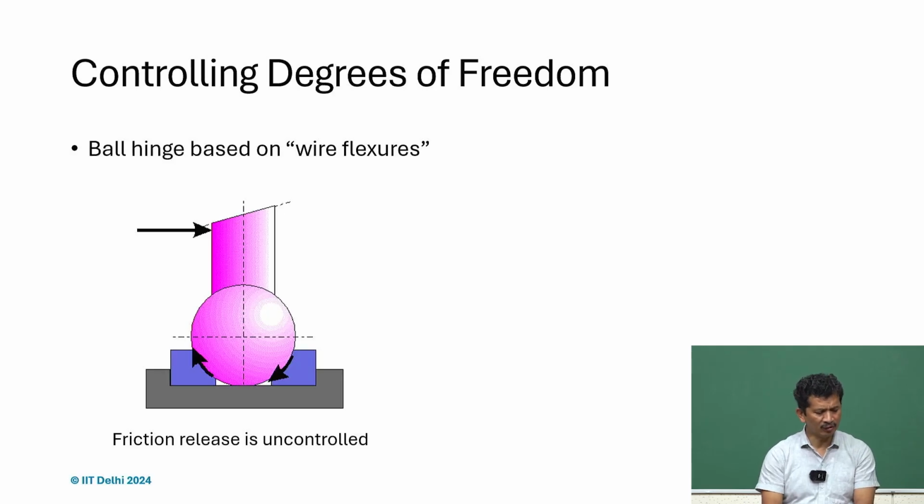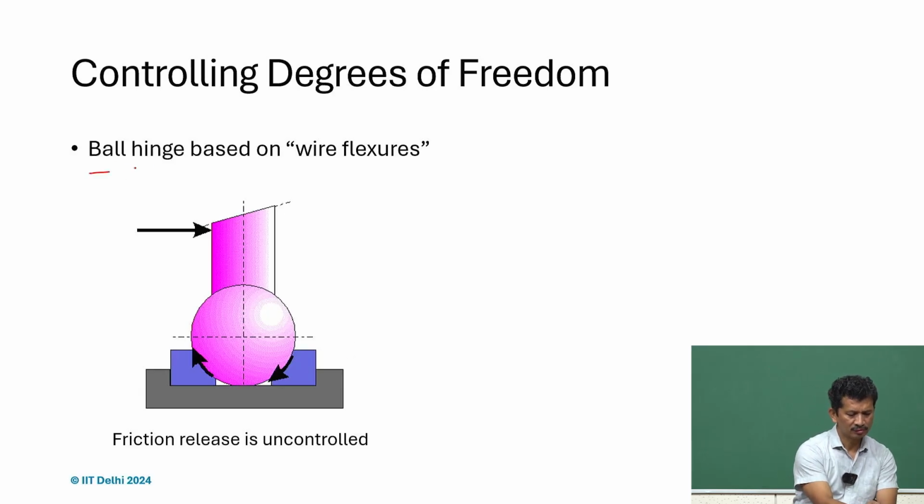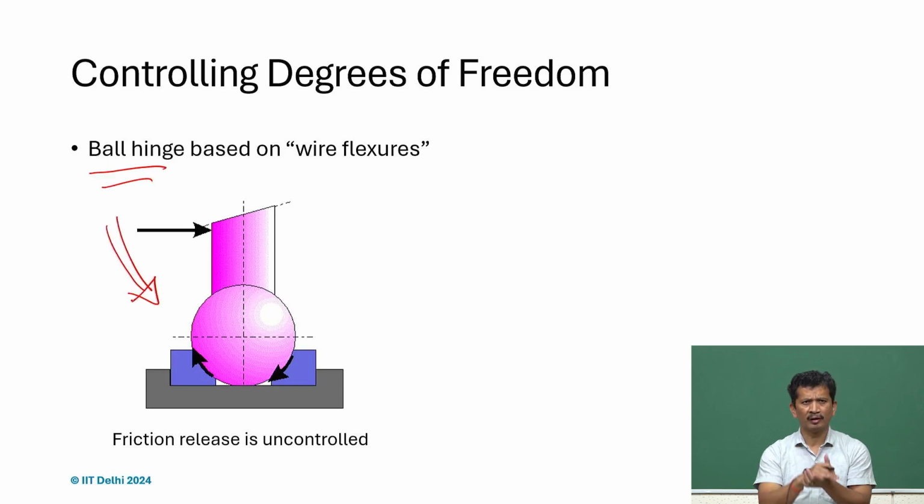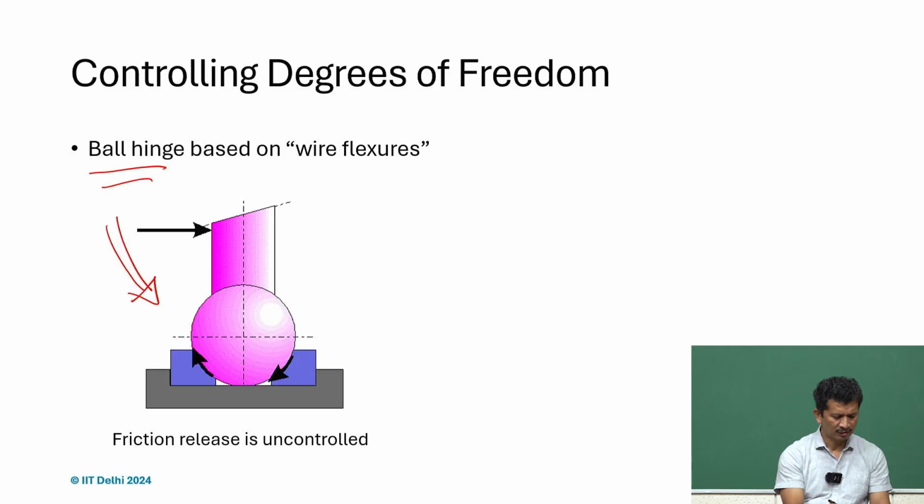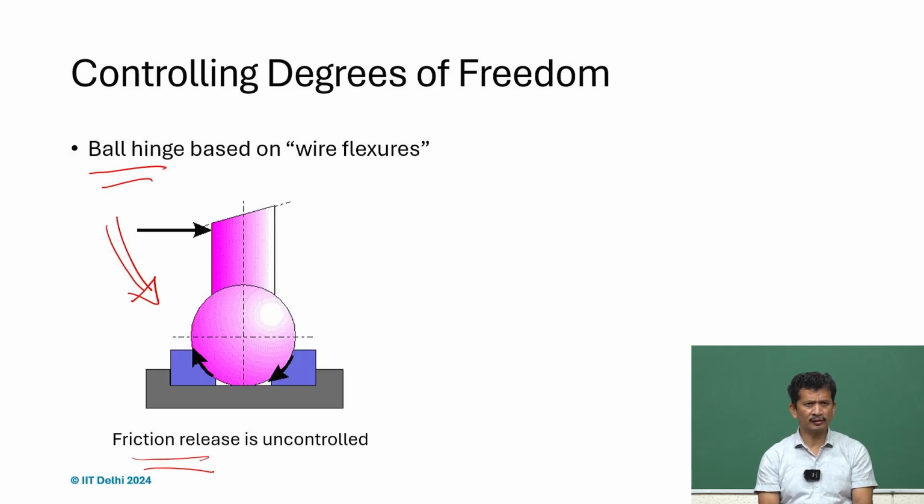So, we will take some more examples. For instance, if we are talking about a ball hinge, what we have here is based on contact, and so the friction is there, and many times it will give rise to problems and will have a hysteresis and be very difficult to position.